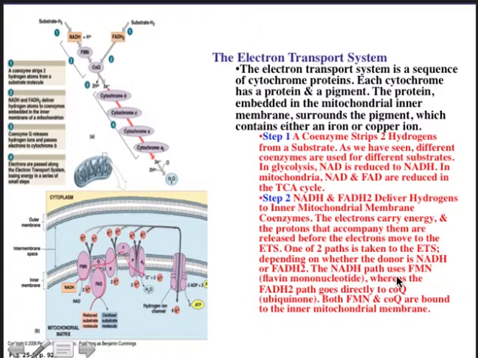The NADH path uses flavin mononucleotide, where the FADH2 path goes directly to coenzyme Q. Okay. Both FMN and CoQ are bound to the inner mitochondrial membrane. But notice here that when we donate at the CoQ level, we miss out on some proton pumping activity, and as a result, we miss out on some chemical potential energy payoff here, and that's why FADH2 yields less energy when it's oxidized than NADH does.